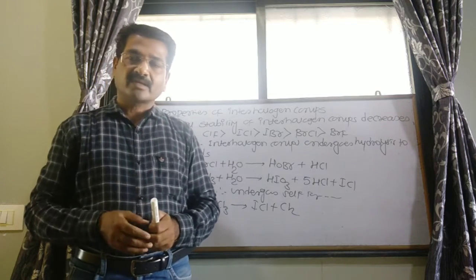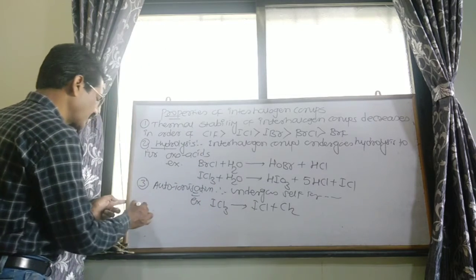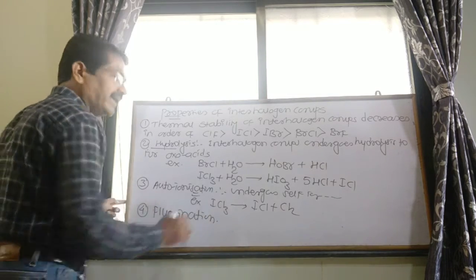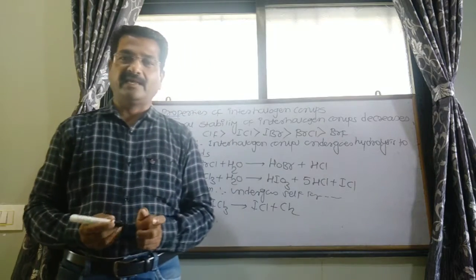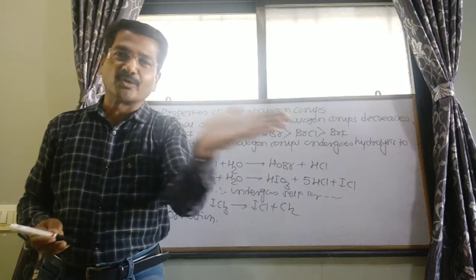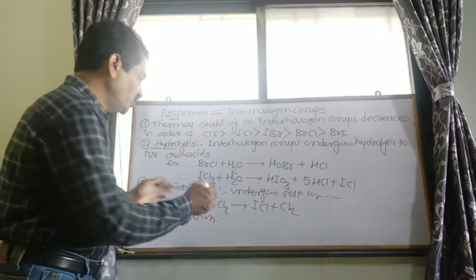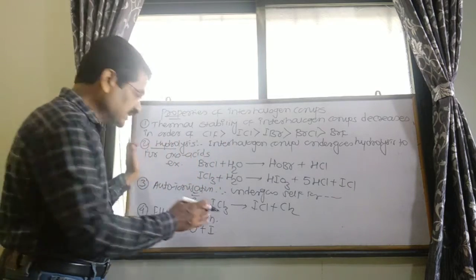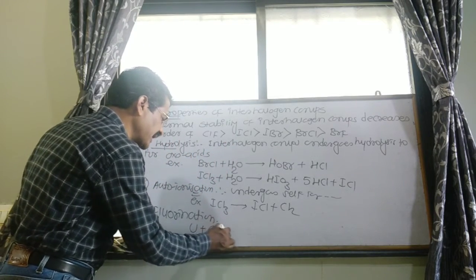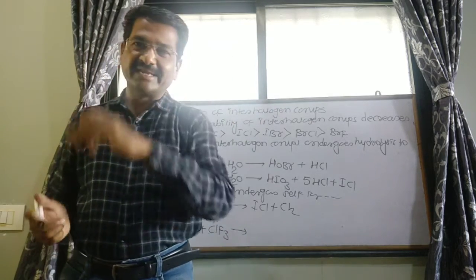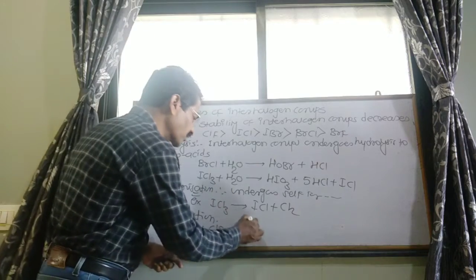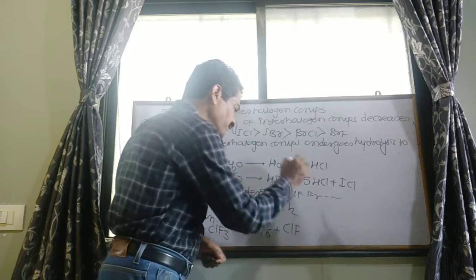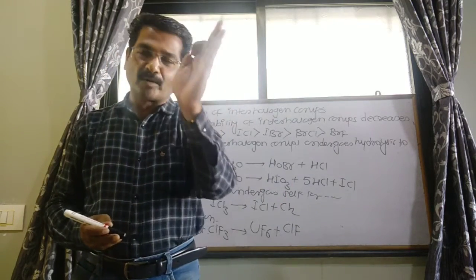Next chemical property is fluorination. Interhalogen compounds undergo fluorination. For example, uranium can react with ClF3, chlorine trifluoride, and then it forms uranium hexafluoride UF6 and ClF. So this is the fluorinating property of interhalogen compounds.